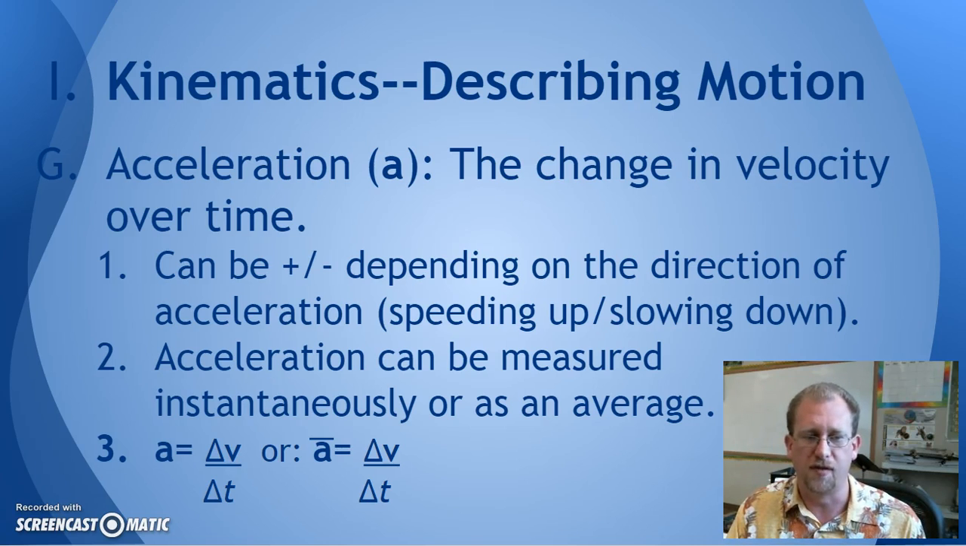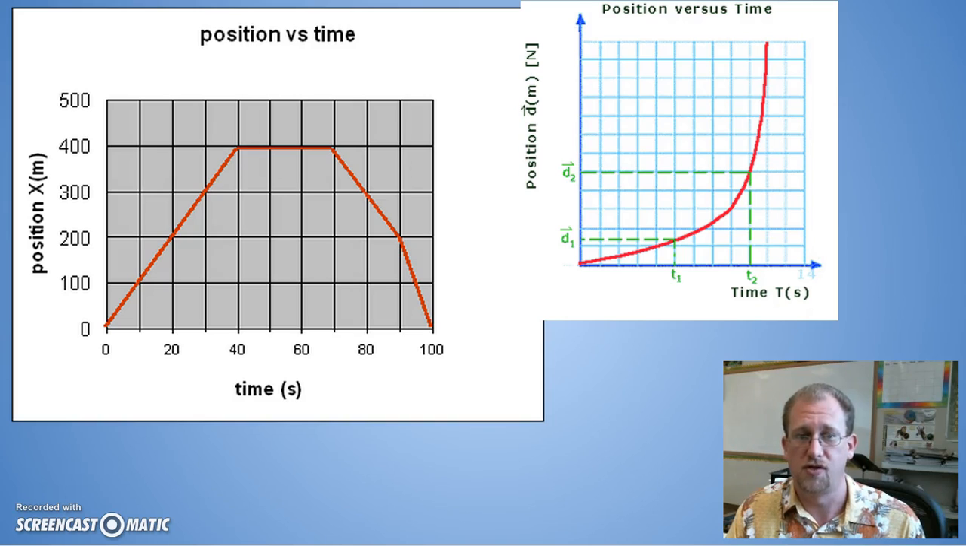And so very simple equation for this as well. We have change in velocity over time, that can be instantaneous acceleration. At this moment, I am accelerating at a particular rate, or it can be average acceleration. Over the course of my whole trip, I accelerated an average of this, okay? Acceleration can be measured instantaneously or as an average, and it can be positive or negative depending on if you're speeding up or slowing down. So let's show you some pictures to help you understand this.